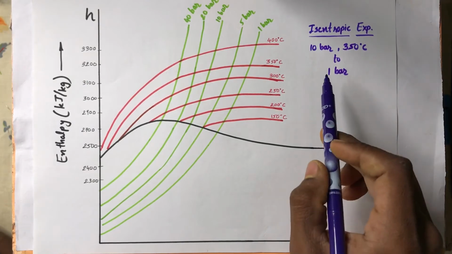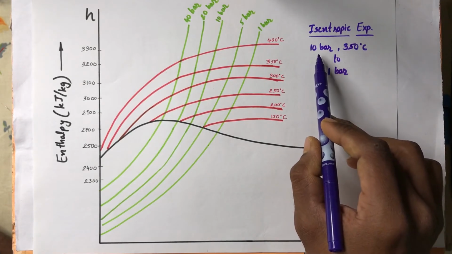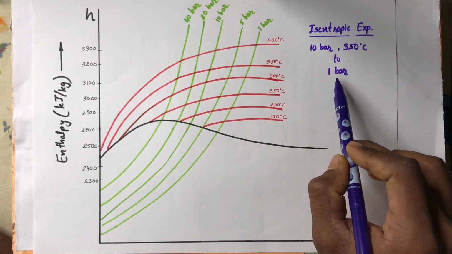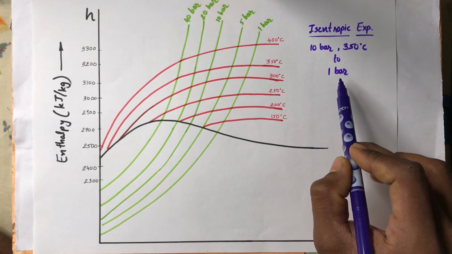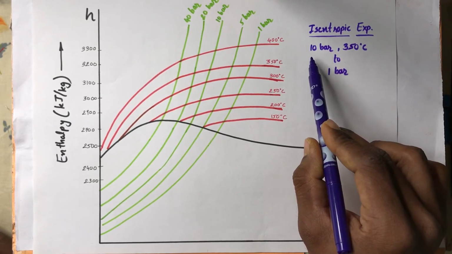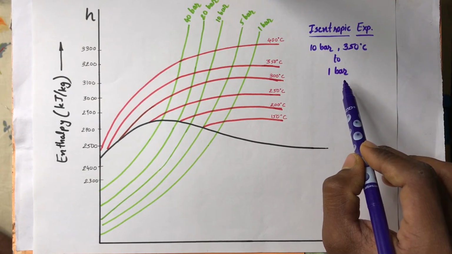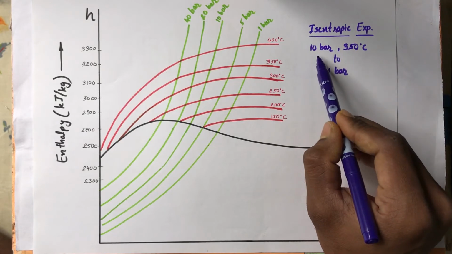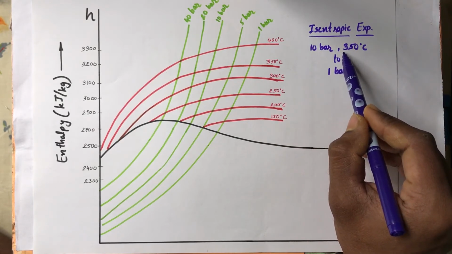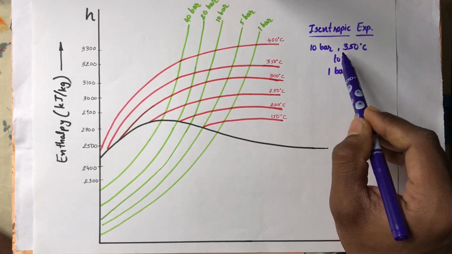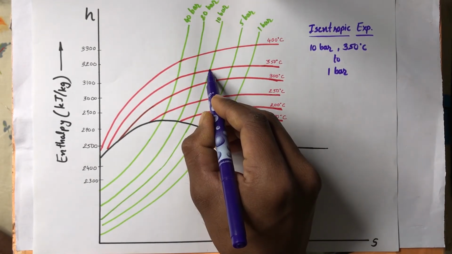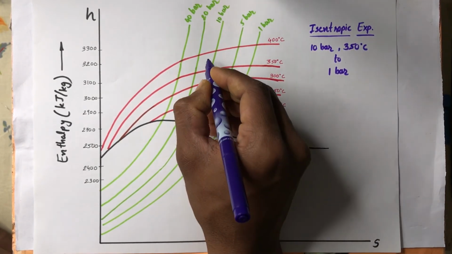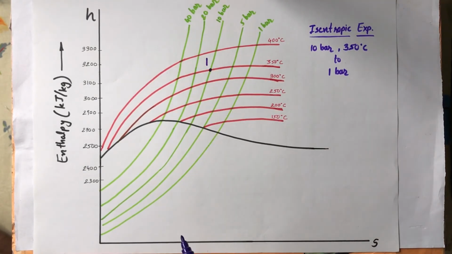Now consider isentropic expansion of steam from 10 bar and 350 degrees Celsius to 1 bar. To find the properties from Mollier diagram, you have to first locate the initial and final points. First, find the constant pressure line which shows 10 bar and its intersection with the constant temperature line of 350 degrees Celsius. This point shows the intersection of 10 bar and 350 degrees Celsius. So, it will be our point 1.